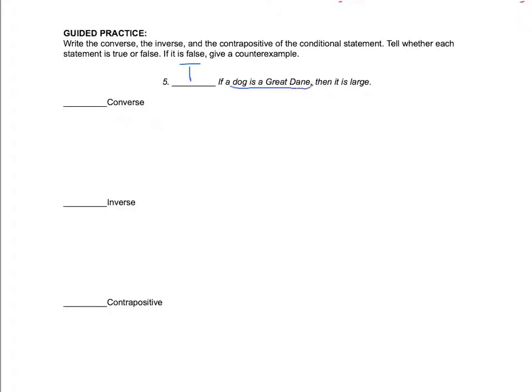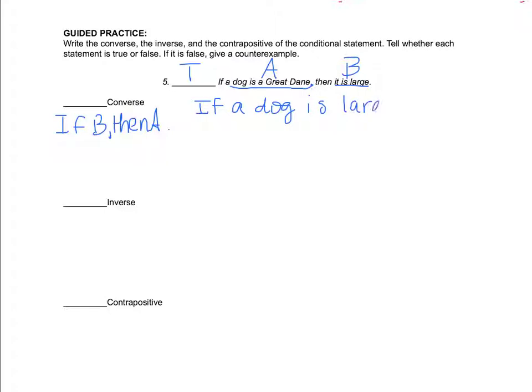A dog is a Great Dane, this is our A. It is large is our B. So our converse says, if B, then A. So we'll say, if a dog is large, then it is a Great Dane. Well, there are definitely other dogs that are large that are not Great Danes, so this is false.